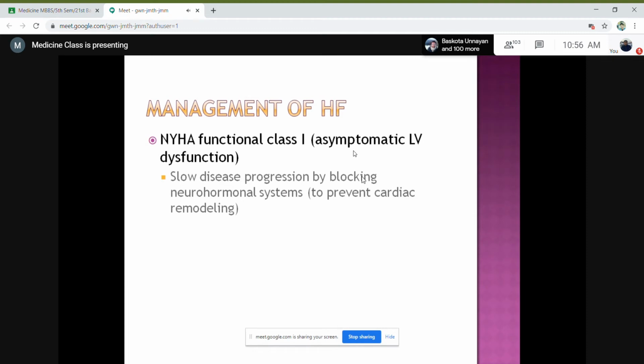So ACE inhibitors and ARBs. Okay, so ACE inhibitors and ARBs are the drugs that have to be given to a patient, even if the patient is in NYHA functional class 1.